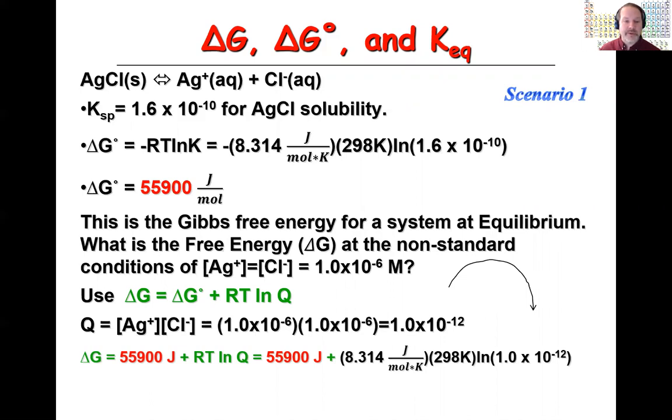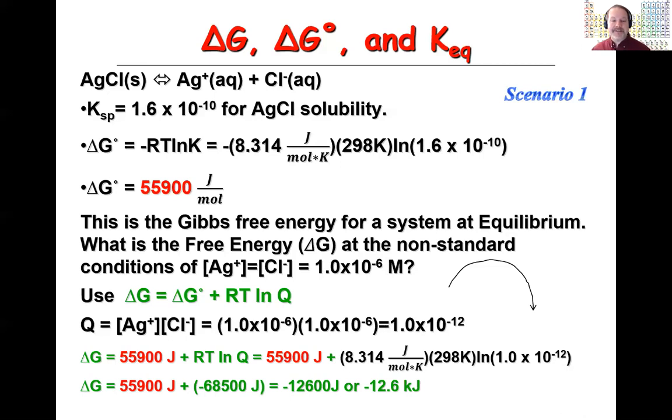Here I try to color code where the numbers come from. And then here's our RT ln of Q. So we plug in our Q, here's our R and T. Plug these in your calculator. You should follow along and try to do this so you can get the same numbers as me. Just pause the video and see if I'm doing this correctly. So now this second term here with the RT ln of Q, I get negative 68,500 joules. I'm going to add that to the 55,900 joules that I had from the delta G naught at standard conditions. When I do, I get an overall negative 12,600 joules, or negative 12.6 kilojoules.